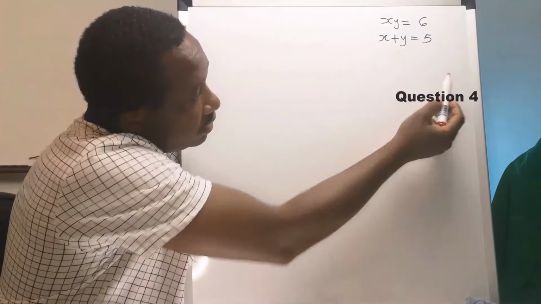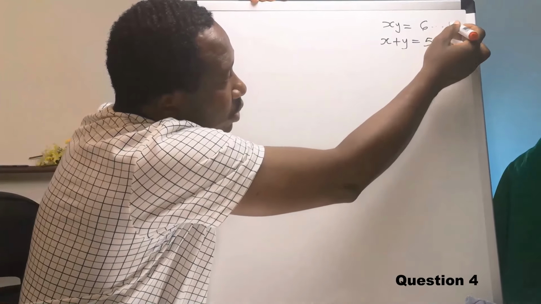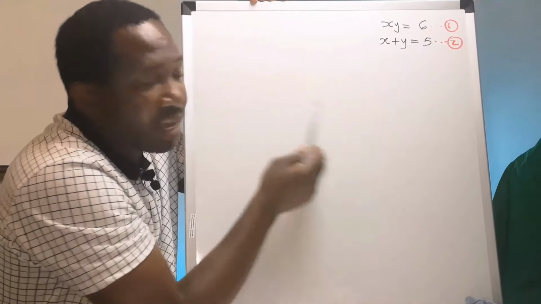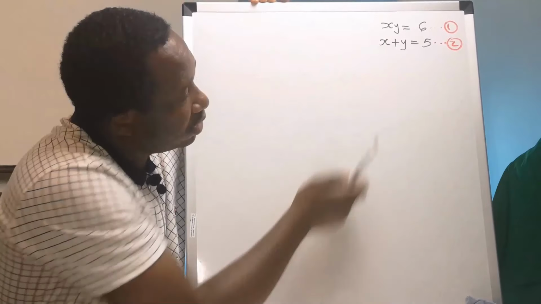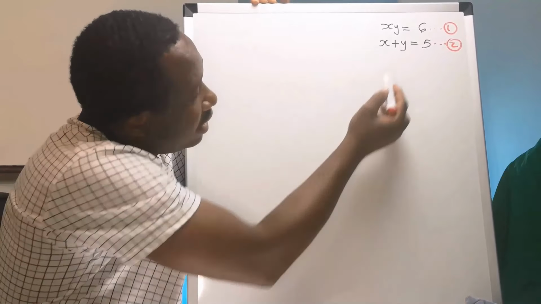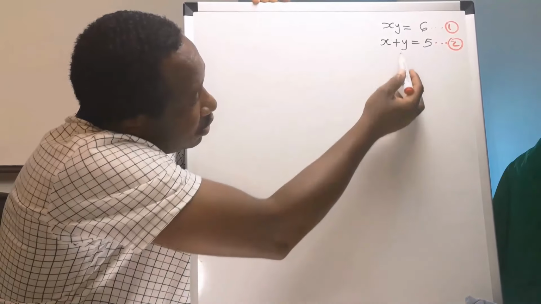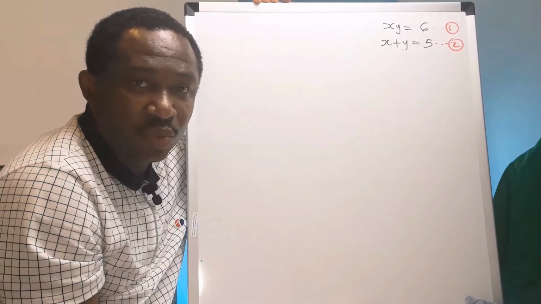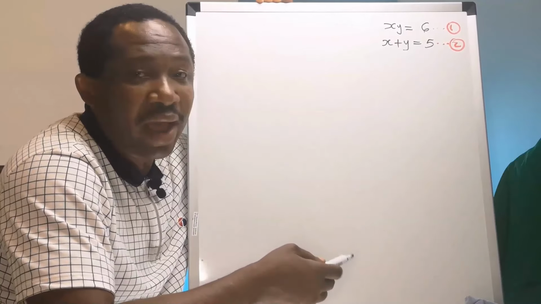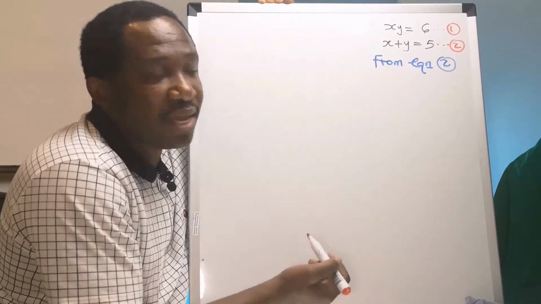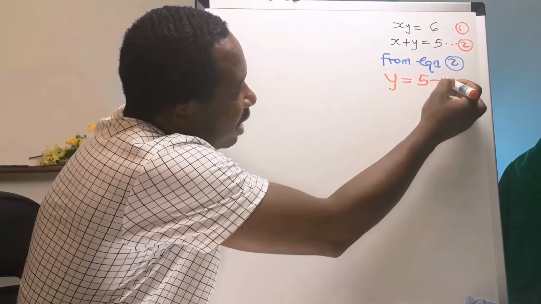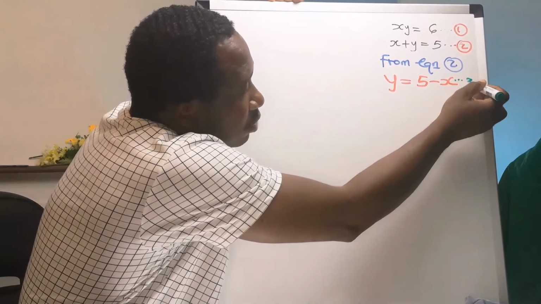Let's consider this question. This is equation 1 and this is equation 2. In equation 1, x and y are together. In equation 2, x and y are separated by an addition operator. Equation 2 is a linear equation. I will consider equation 2 and make either x or y the subject. Let me make y the subject. y is 5 minus x. I will call this equation 3.